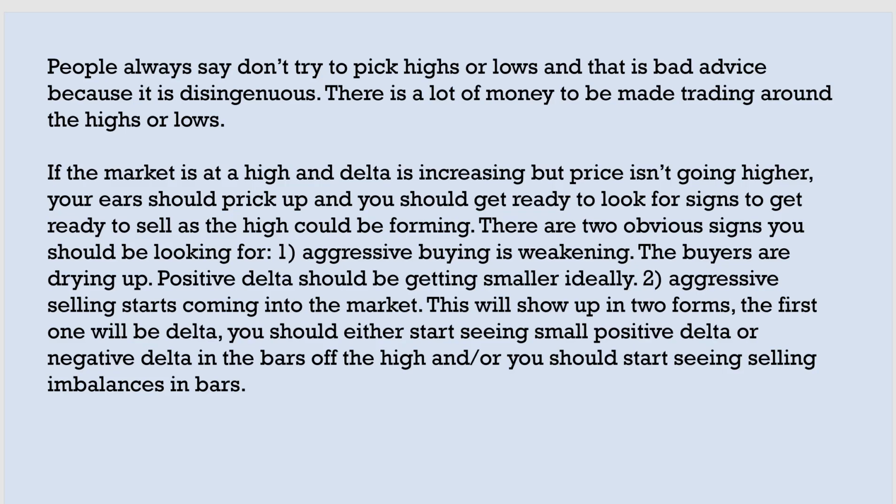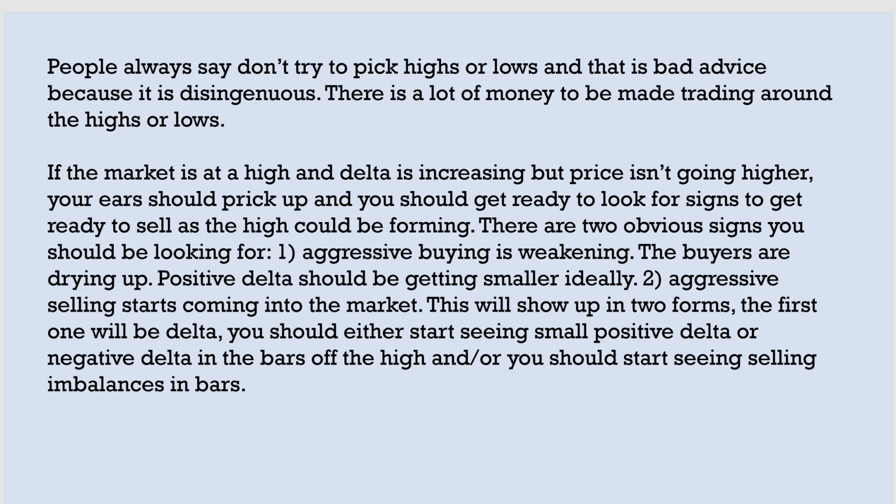Right? Imagine the market's trading up near its high. We've got aggressive buying, and delta's getting strong. All of a sudden, price isn't going higher. Why isn't price falling? These are questions you should be asking. There are two obvious signs you should be looking for. Aggressive buying starts to weaken. The buyers are drying up. Positive delta should be getting smaller, ideally.